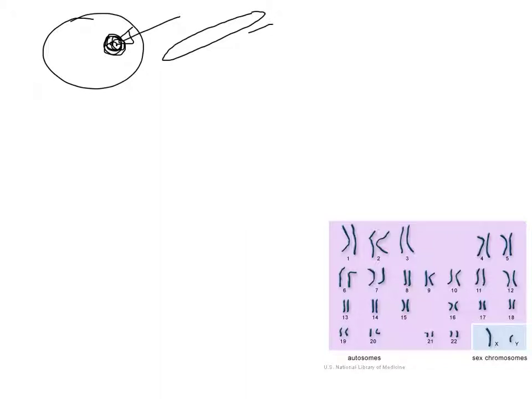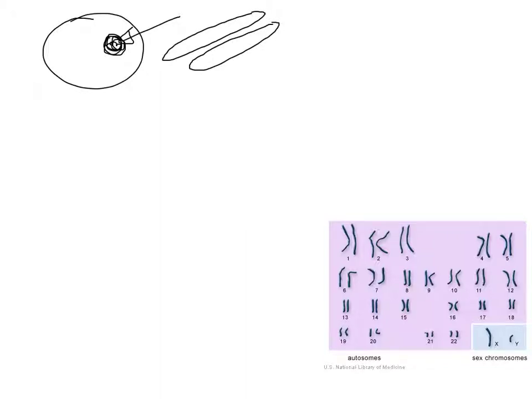This video is going to explain genes and inheritance. So let's start with the basics. Here we have a cell, and there is the cell's nucleus. Inside the nucleus is all our genetic information. Now, our genetic information is organised into chromosomes.